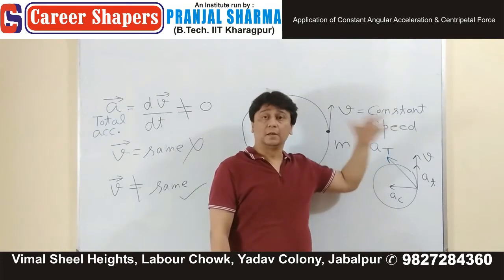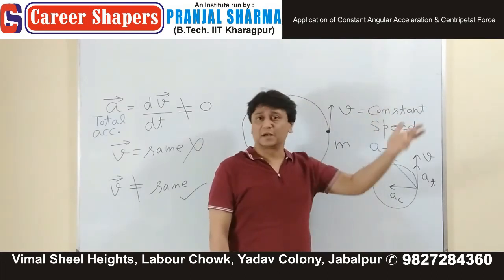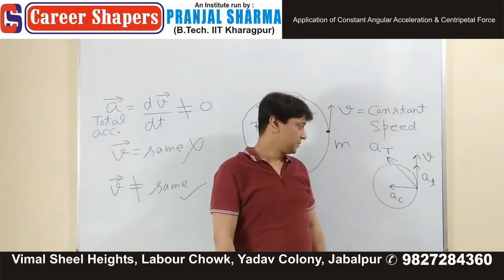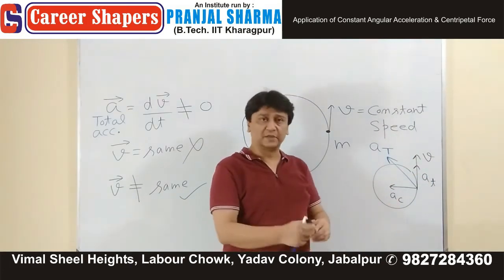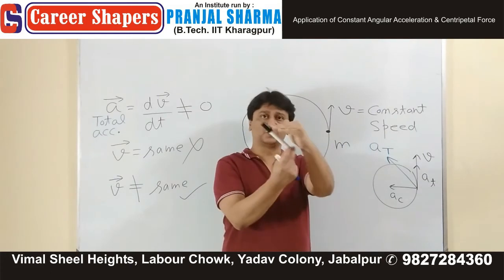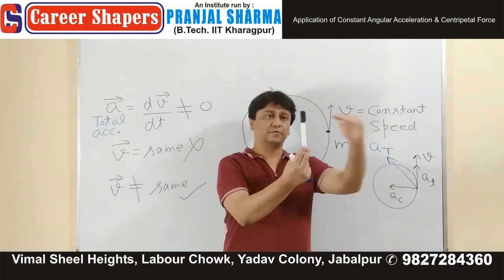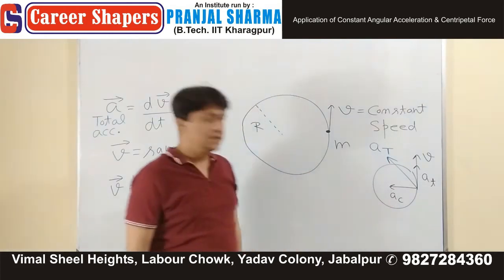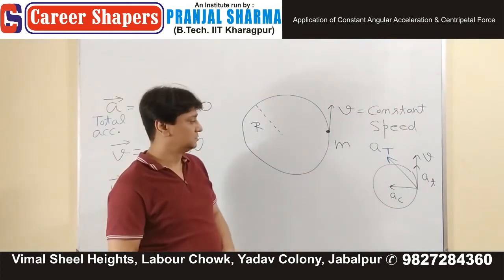Constant speed means AT is not there. AT is not there. And what does AC do? You're moving this way, somebody is forcing you this way. You're moving this way, a force comes this way, it will change the direction. So what AC does, it changes direction.